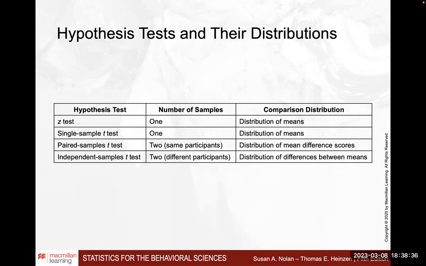The paired sample t-test, we choose samples again, but we have the same participants from before to after. And the comparison distribution is the distribution of mean difference scores. Independent sample t-test, with two samples again with different participants, and the distribution of differences between those means of hypothetically repeated samples will basically allow us to calculate or to standardize the difference between the two sample means.